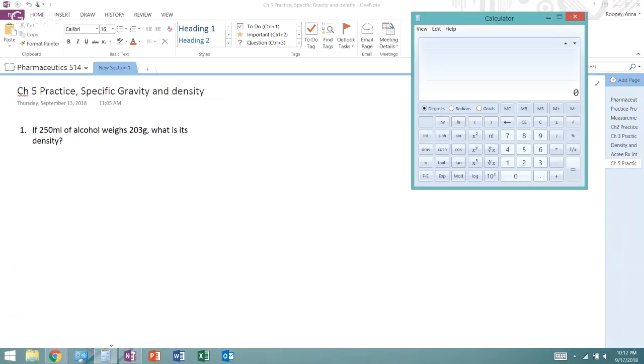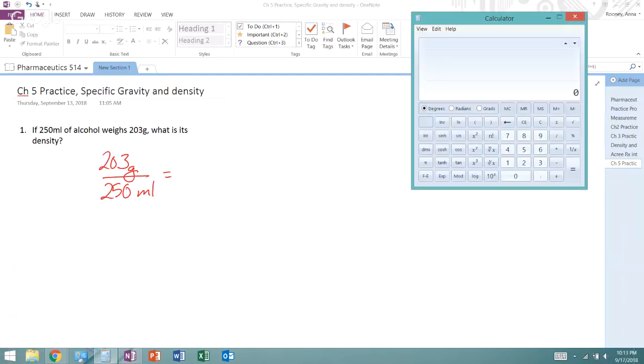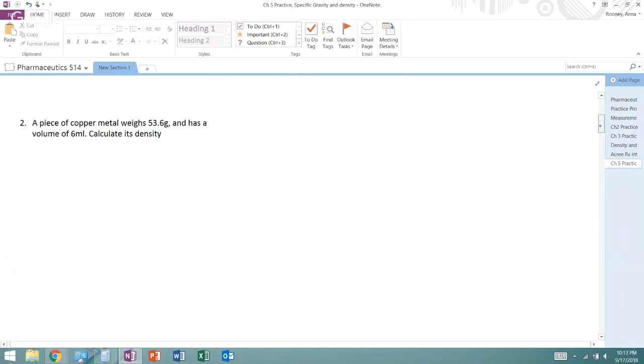So your density is grams per volume. Our grams are 203 per 250 ml. Make sure to label it. So that is that. All right.